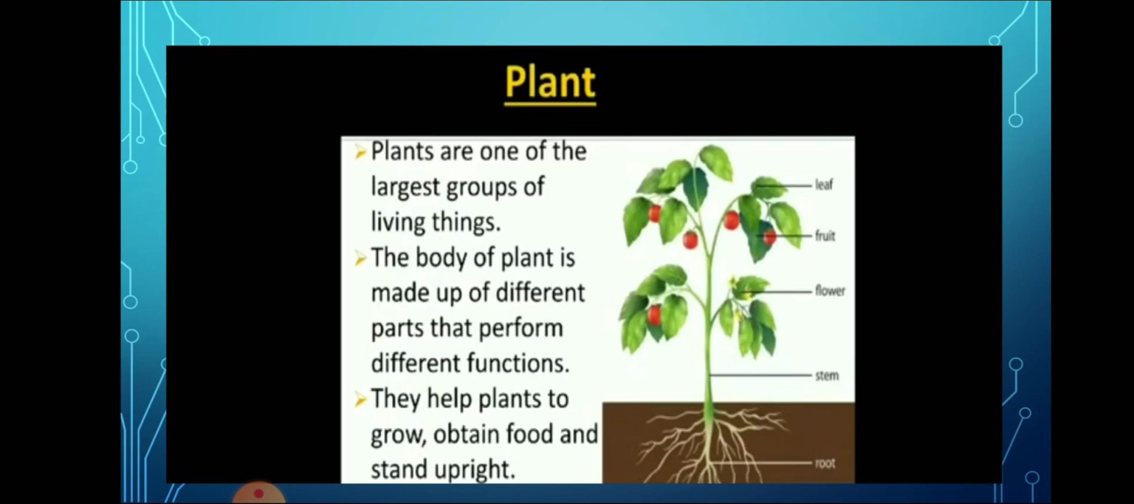Plants. Plants are one of the largest groups of living things. A plant is usually divided into two parts: shoot system and root system. Shoot contains leaves, fruits, flowers, and stem. Shoot is the upper part of the plant and the root is the underground part of the plant. The body of a plant is made up of different parts that perform different functions. They help plants to grow, obtain food and stand upright also.